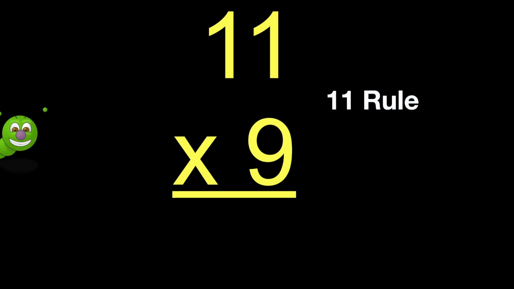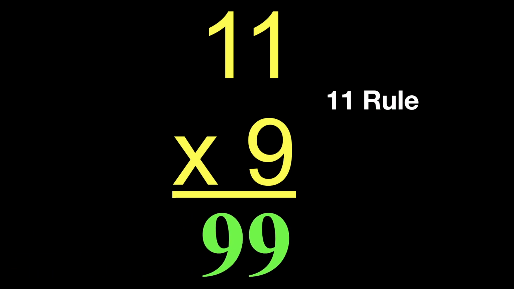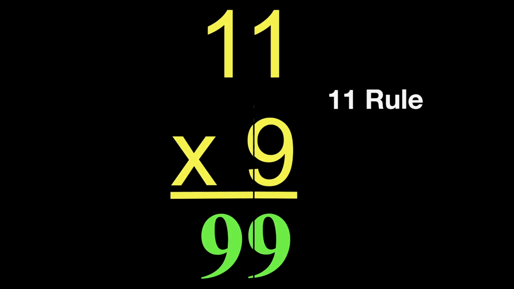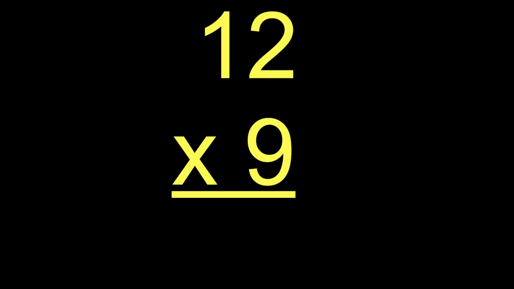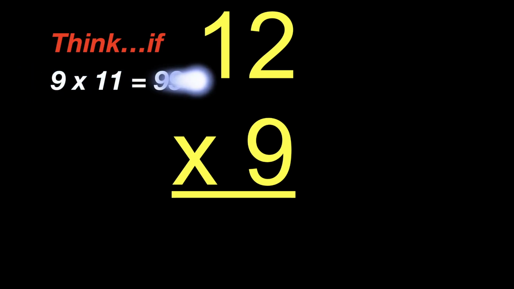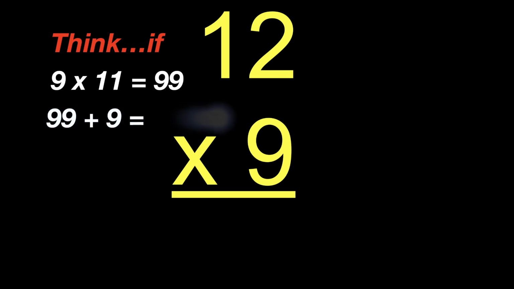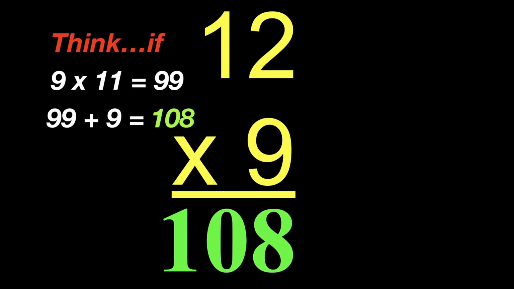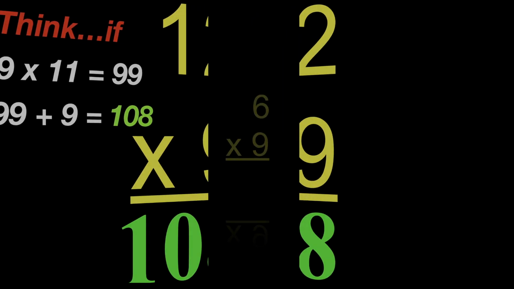11 times 9, don't really need to use your finger method for this. That's just a double rule, and I don't think we have 11 fingers either, so 9 doubled is just 99. 12 times 9, kind of a similar idea. We don't have 12 fingers, but think about it. If 11 times 9 is 99, and 11 facts are easy, then you just really need one more group of 9. So in other words, 99 plus 9 is 108, and eventually you'll just memorize that fact.